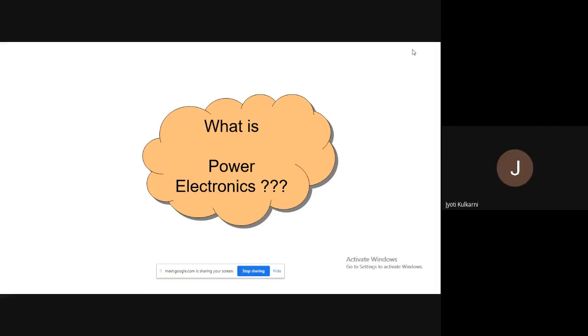Rajesh, very good answer. I like your answer because it gives an almost elaborate idea of what power electronics is. Okay, so now let's see what power electronics is.